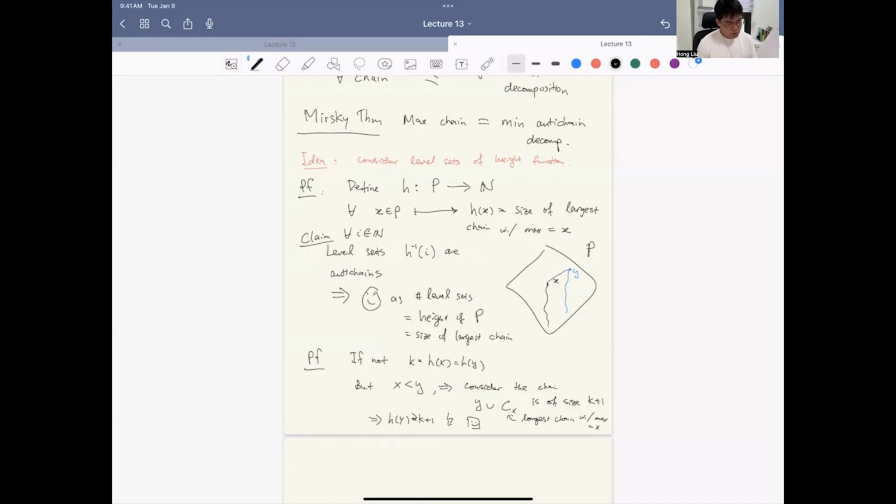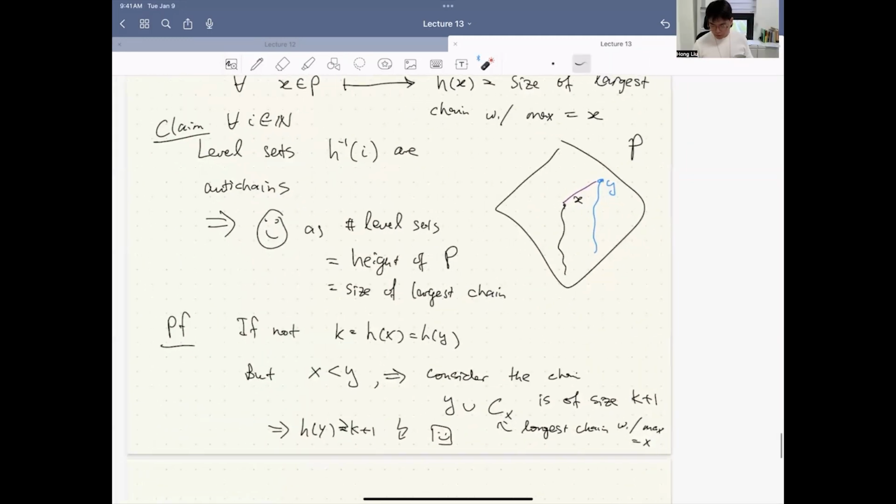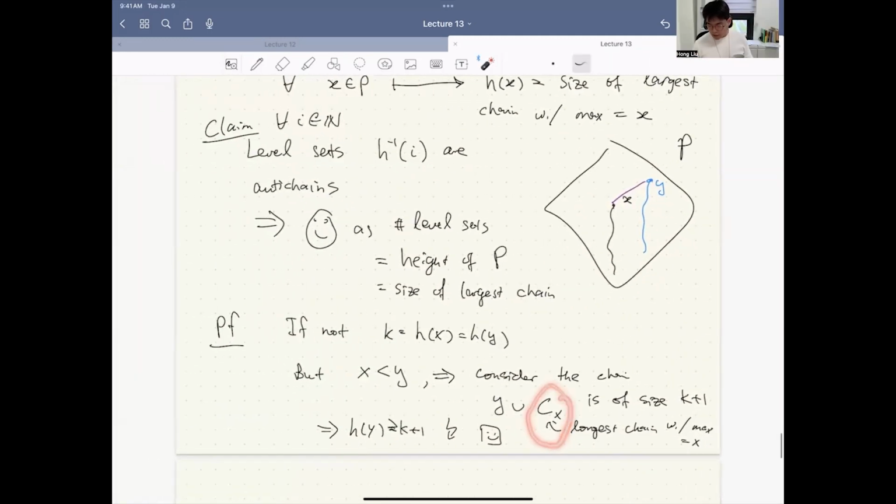Any question? Is the max equal to Y, right? No, max equal to X. Well, I'm talking about CX. CX is the longest chain ending at X. Now you go one more step together with Y. Maybe I should put a bracket here. So these together are a chain ending at Y. That's right. My arrow is here.